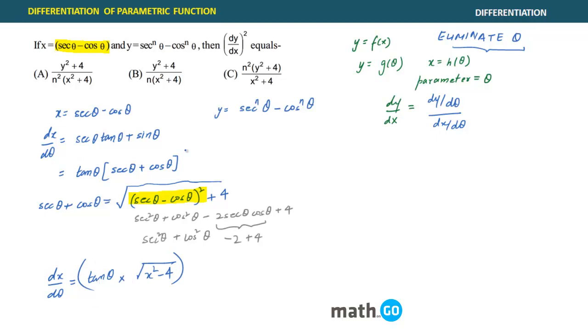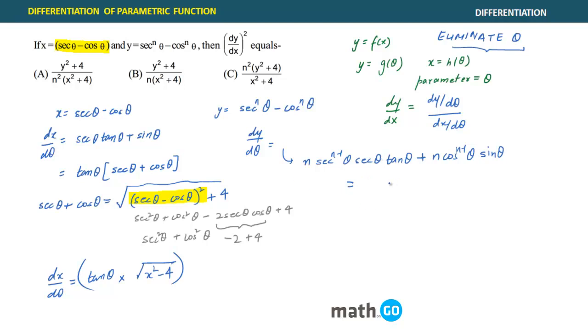Now my target is to do something similar with y and write dy by d theta in terms of tan theta, so that this gets cancelled out. Let's see if I can do this over here or not. If I do dy by d theta over here, can you tell me what expression I will get? Let me just solve it here. It will become n times secant n minus 1 theta into secant theta tan theta, minus n times cos of n minus 1 theta into minus sin theta, and that means this will become plus. So again, if you see here, what can be taken common? Quickly tell me.